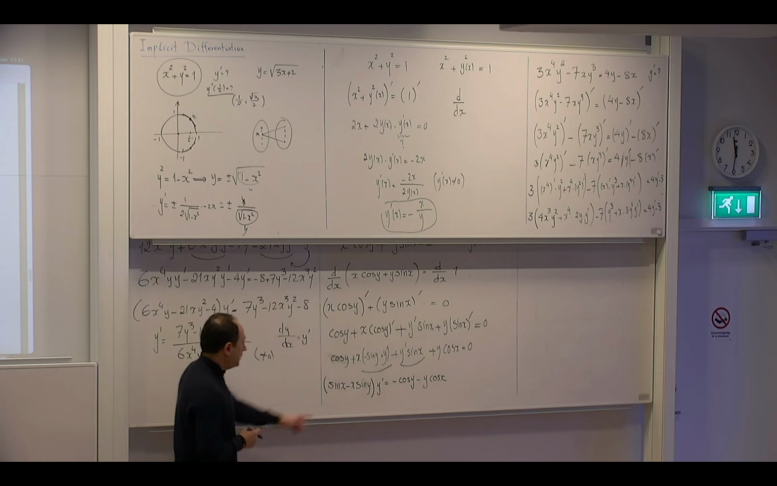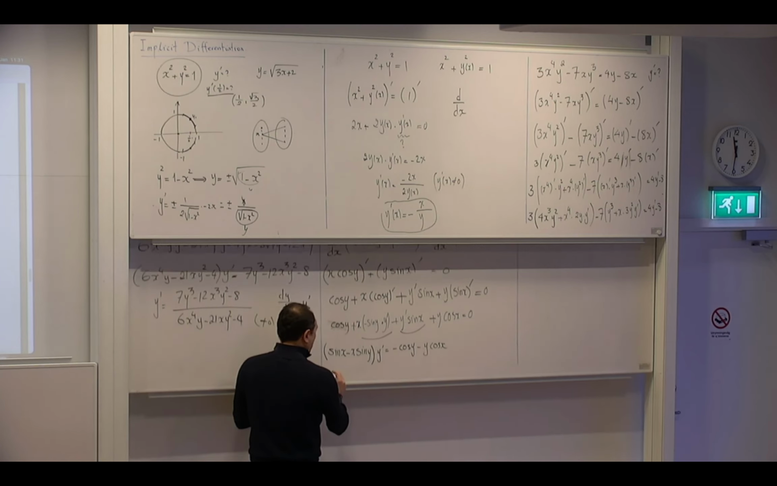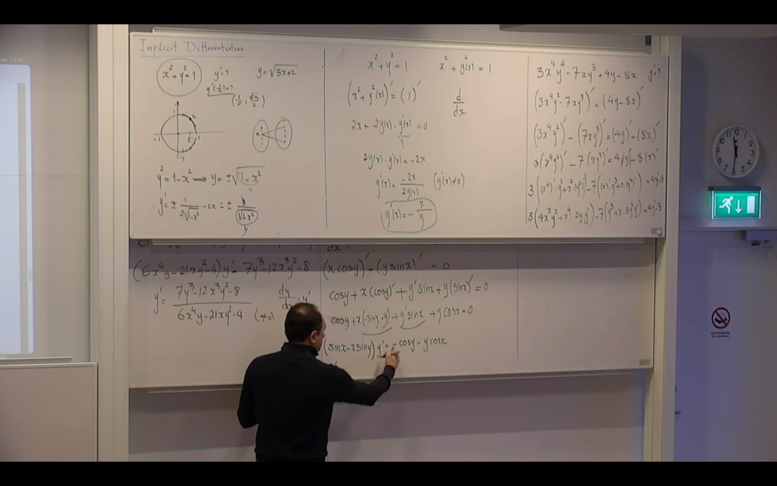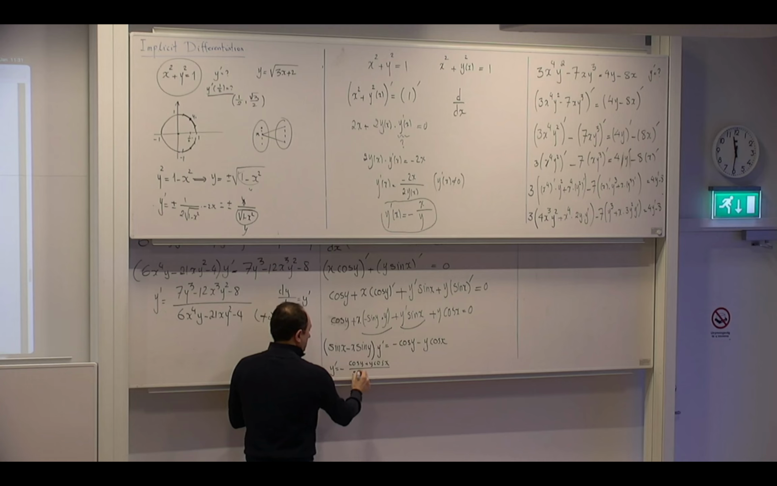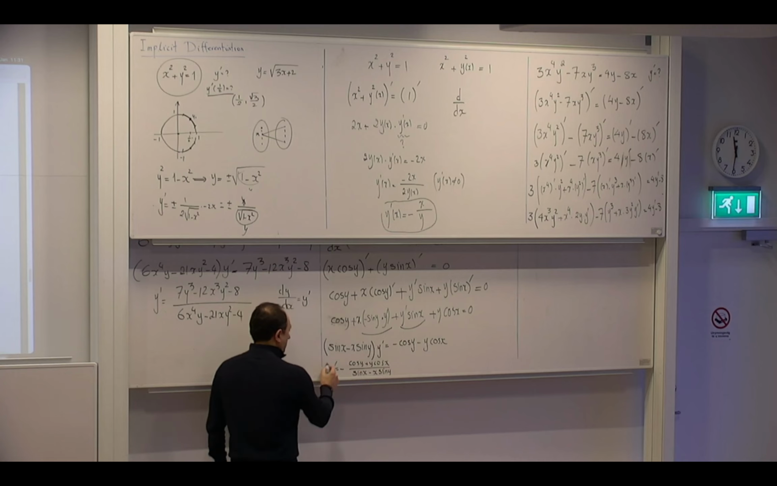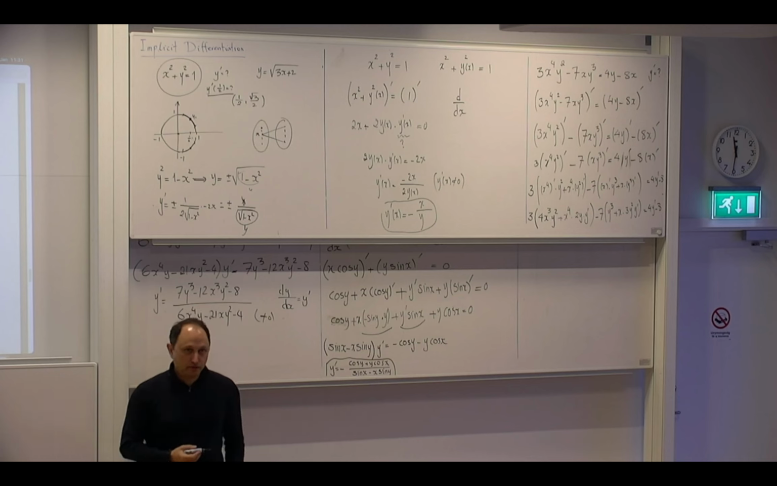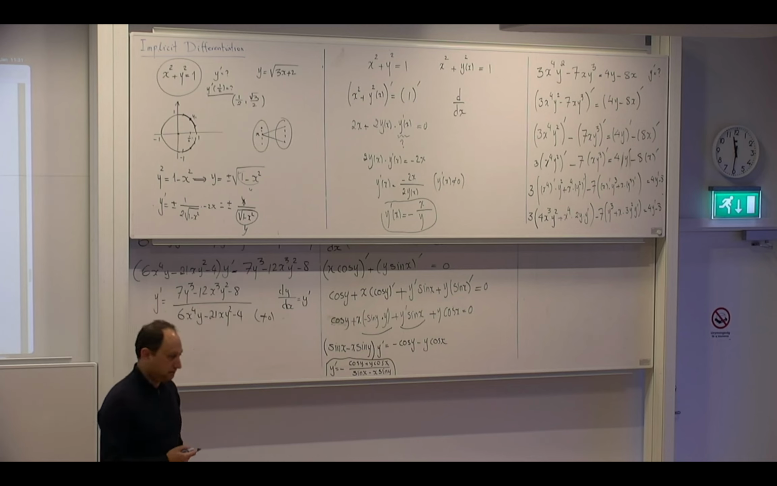And then finally I want to isolate y prime. So y prime becomes, let me factor a minus sign. So this becomes cosine y plus y cosine x. And I divide it by sine x minus x sine y. So that's called implicit differentiation. Any questions?